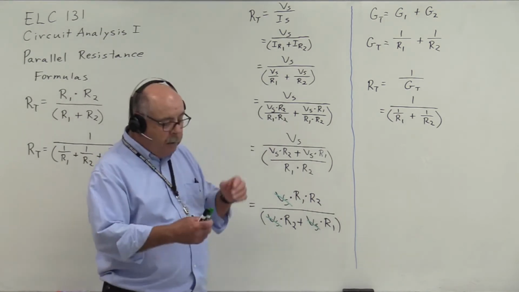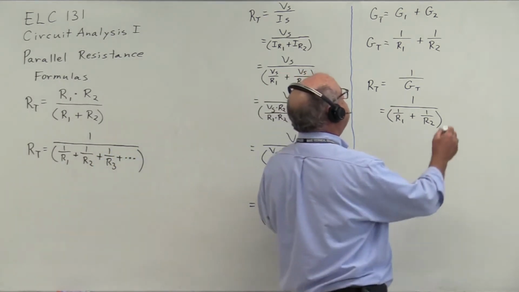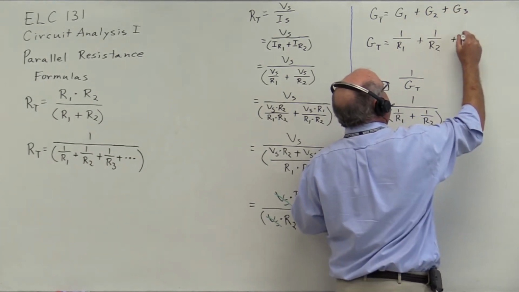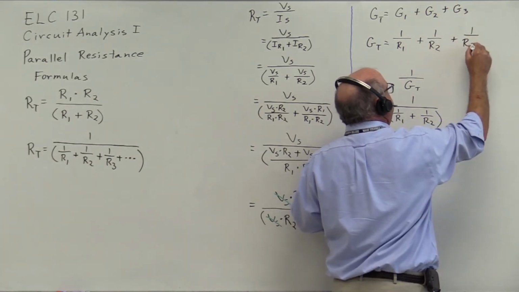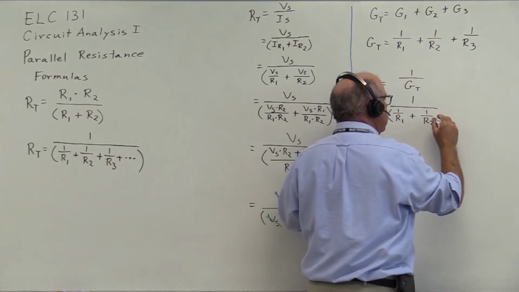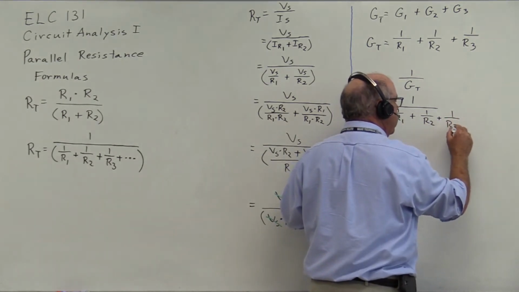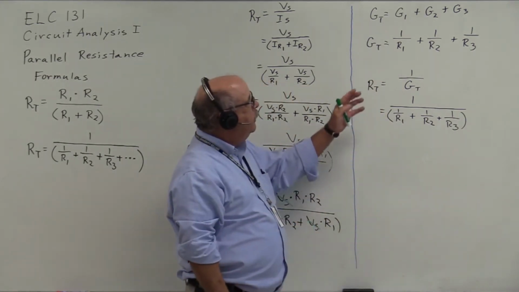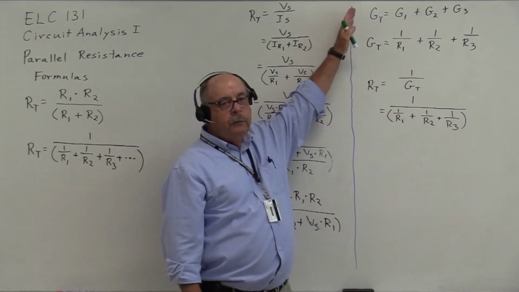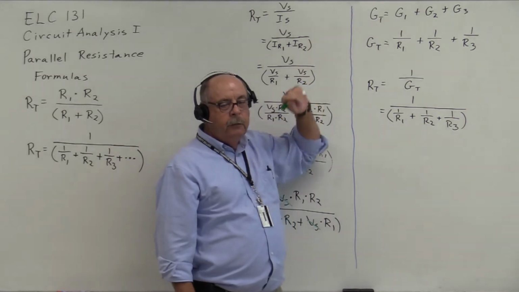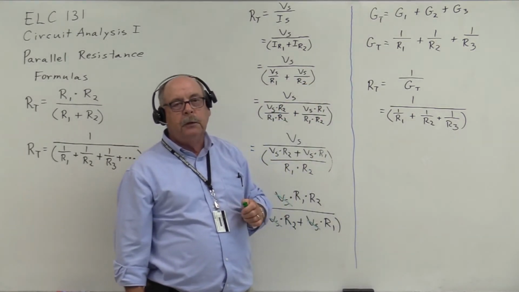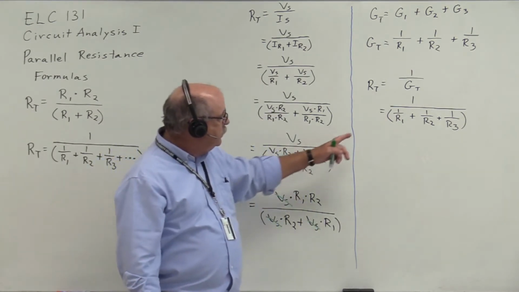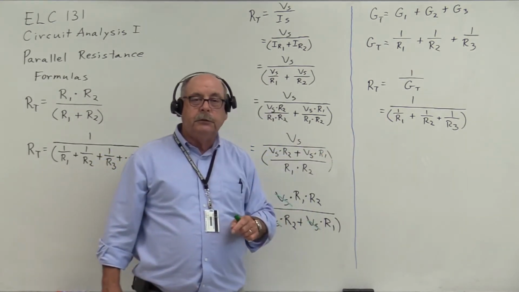And again, I could put any number of resistances here: G3, R3, and it wouldn't matter because, with the reciprocal formula, I'm really finding the reciprocal of the sum of the reciprocals of the resistances.